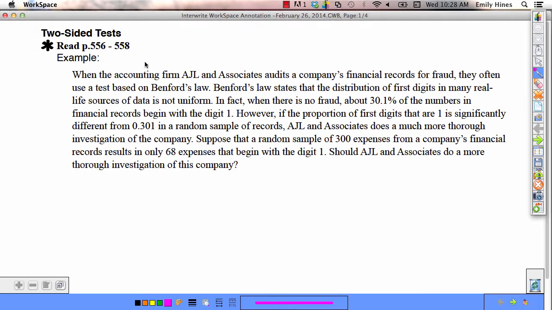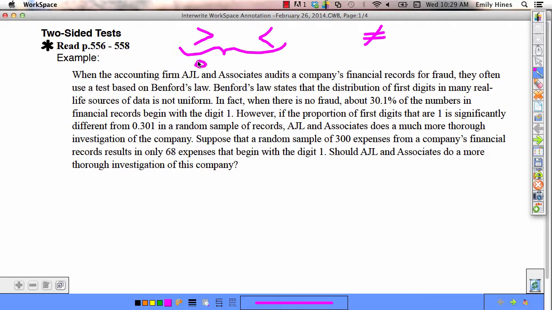We've been looking at alternative hypotheses that go one way or the other. So either our alternative hypothesis has been greater than or it's been less than. However, if you can't decide which way to go, or if the problem doesn't specifically tell you which way to go, you can also do not equal to.